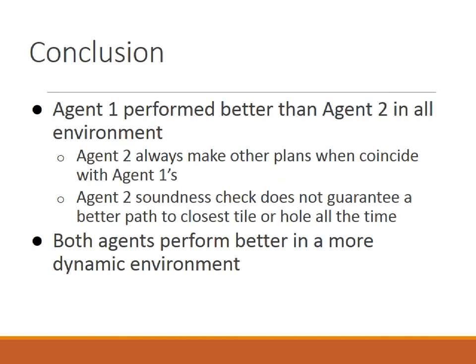Now, for our conclusion, Agent 1 performed better than Agent 2 in all environments. This is as Agent 2 always makes other plans when it coincides with Agent 1. As mentioned earlier, this is the benevolent agent factor, where Agent 2 defers its priority to Agent 1. Also, Agent 2's soundness check does not guarantee a better path to the closest tile or hole all the time. Hence, there are times where Agent 2 actually wasted more time looking for a tile or hole. Both agents perform better in a more dynamic environment versus a more static environment. This is as demonstrated in environment 3 where the objects have a much longer decay time.